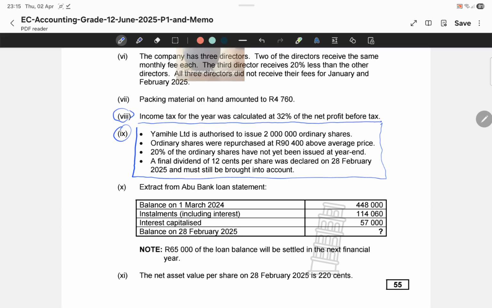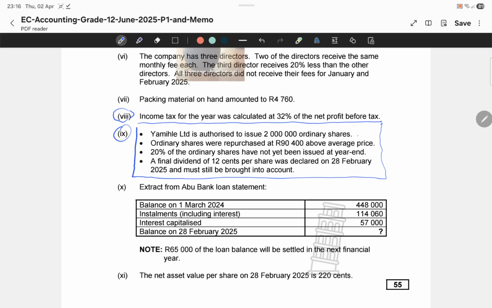repurchase of shares, issuing of shares at the beginning, shares at the end, the information that you'll need to complete the retained income note. The first point says Yamihle Ltd is authorized to issue 2 million ordinary shares. This means that Yamihle Ltd is allowed to issue 2 million ordinary shares, no more than that. It cannot issue 2,500,000 shares because it is limited to 2 million ordinary shares.